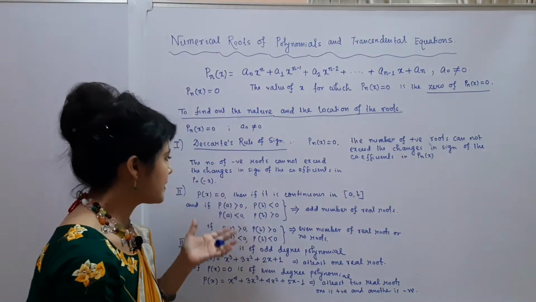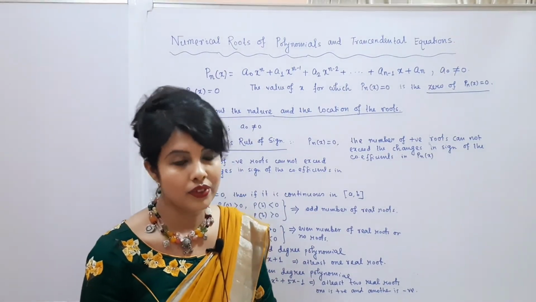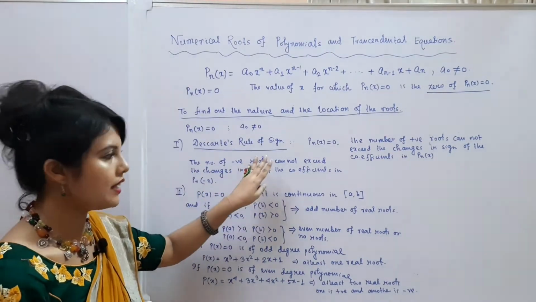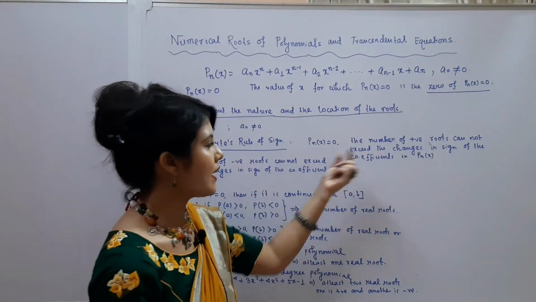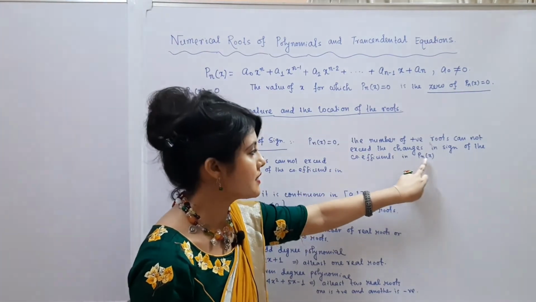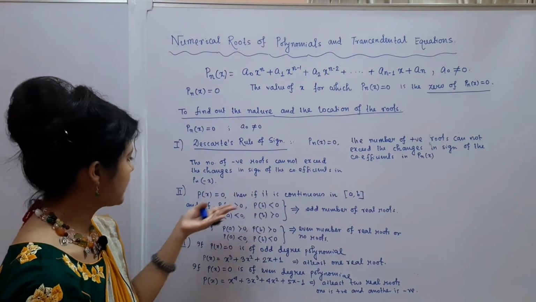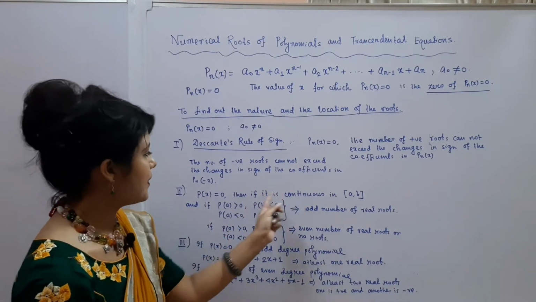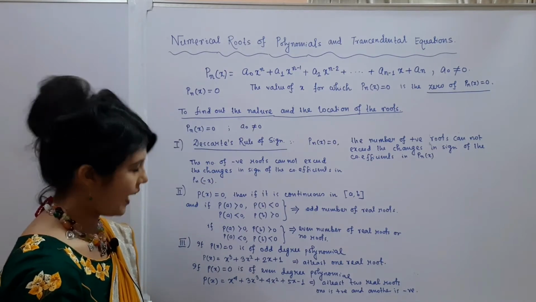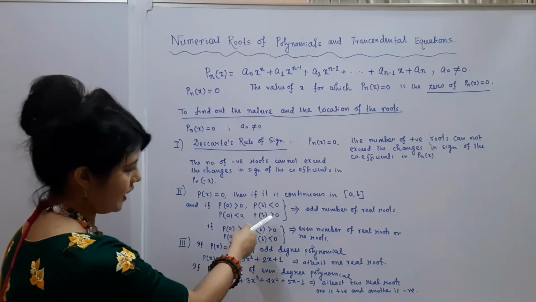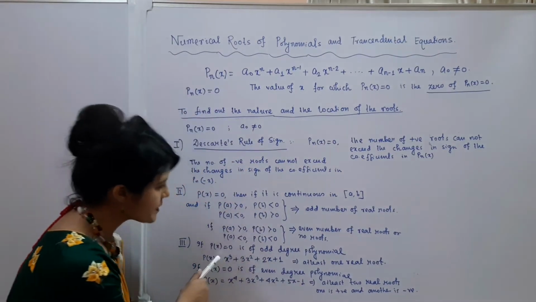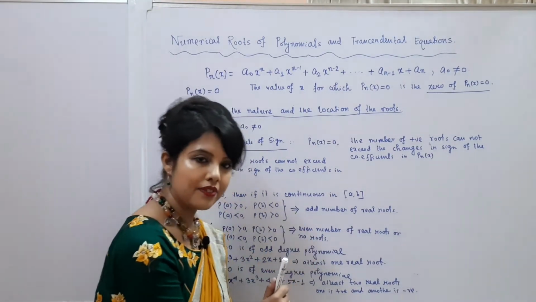but here I am describing 3 processes to find out the nature and the location of the roots. So first is the Descartes rule of sign, that is, the positive and negative roots depend on the sign of P(x) and P(-x). In the second rule, if it is continuous in the interval a to b, then at the corner points, if they are of opposite sign, there exists an odd number of real roots. If they are of the same sign, then there exists an even number of real roots.